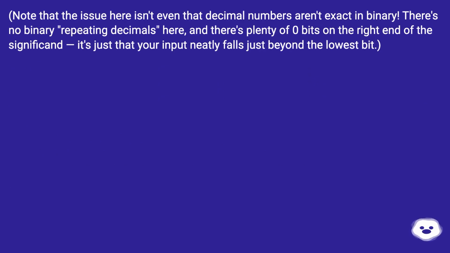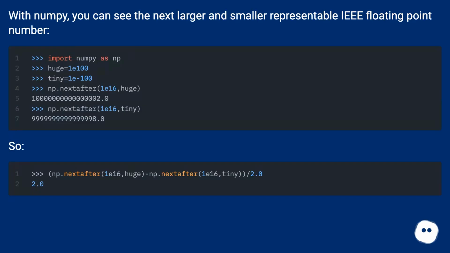Note that the issue here isn't even that decimal numbers aren't exact in binary. There's no binary repeating decimals here, and there's plenty of 0 bits on the right end of the significand. It's just that your input neatly falls just beyond the lowest bit. With NumPy, you can see the next larger and smaller representable IEEE floating point number.